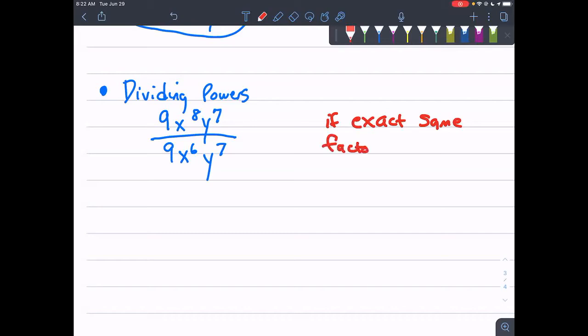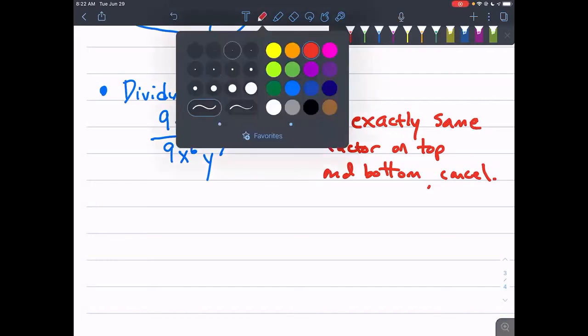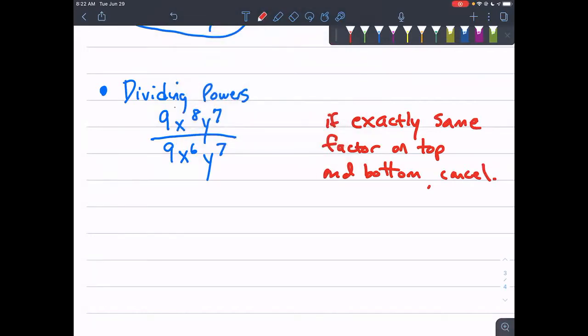These are called factors. If exactly the same factor is on top and bottom, cancel. So 9s we can get rid of, y to the 7th we can get rid of. And then we're left with just the x to the 8th on top and the x to the 6th on bottom.